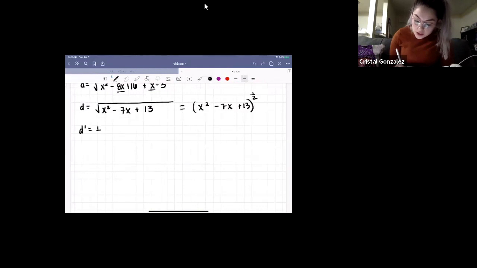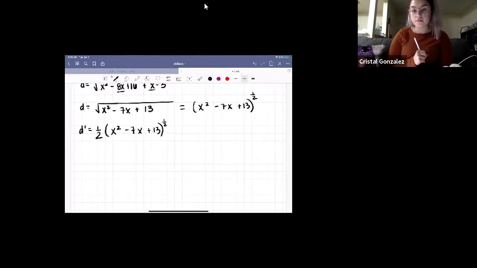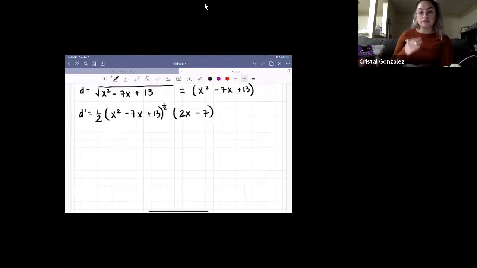Now to differentiate this, I take the derivative of my outside part. I pull that 1/2 over to the front, and then I get (x squared minus 7x plus 13) all to the negative 1/2 power. Beautiful. Now, I still have to take the derivative of the inside. Don't forget that. Don't ever forget that, because that'll hurt my heart if you forget to take the derivative of the inside. I think I stressed that enough in class, right? Minus 7. Okay, so that's our derivative.